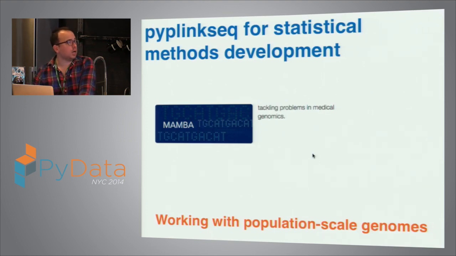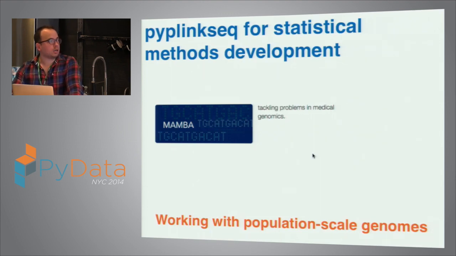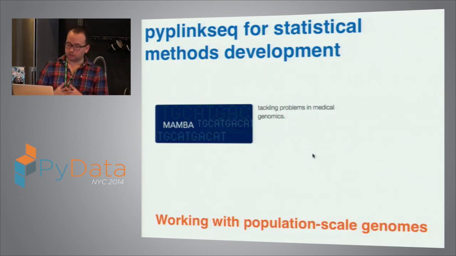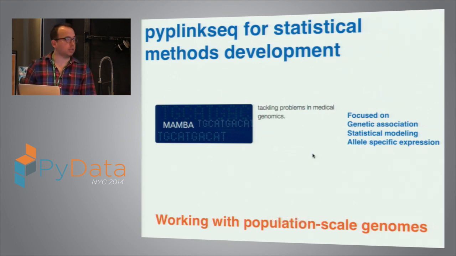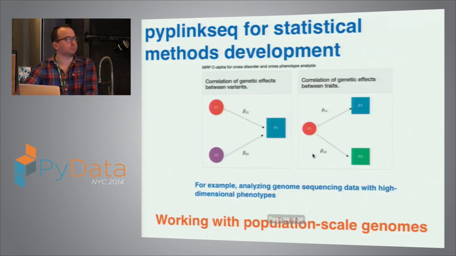So this is a tool or a program developed in Python that I call Mamba, which is for tackling problems in medical genomics. What this Python package does is mostly to make inferences when you have population scale genomes data. So it's focused on genetic association, statistical modeling, and as a project to understand the consequences of these knockout mutations, developing methods for allele-specific expression as well.